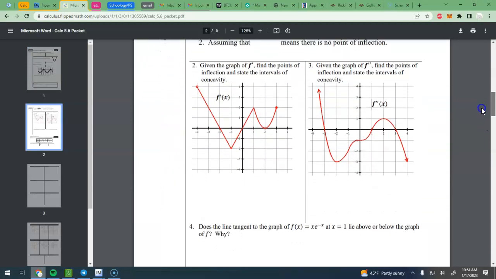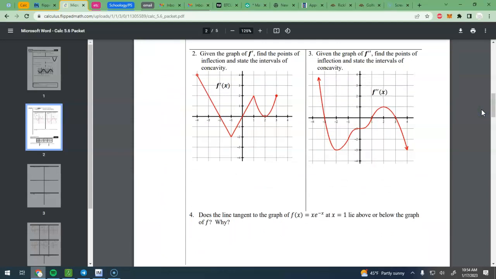Okay, so then let's look at graphs. These can get tricky. Because now we have three different graphs to keep track of. You gotta know how to answer questions if I give you the original graph, if I give you the derivative graph, if I give you the second derivative graph. So this is f prime. I want to know the points of inflection and state the intervals of concavity.